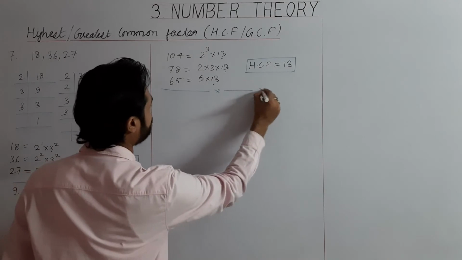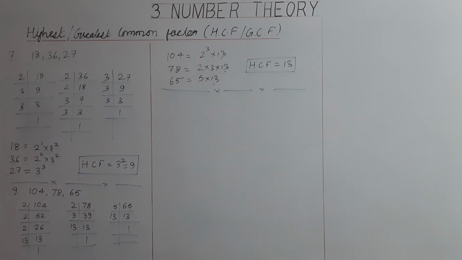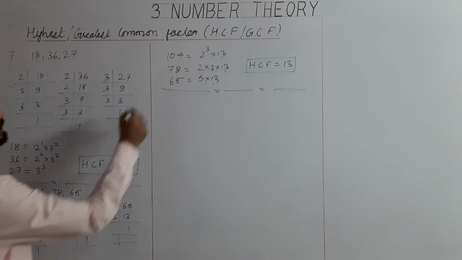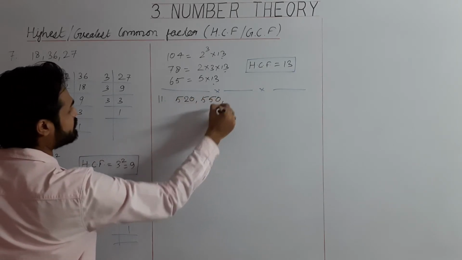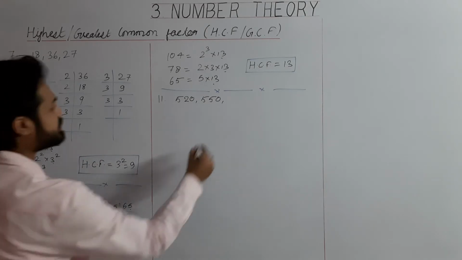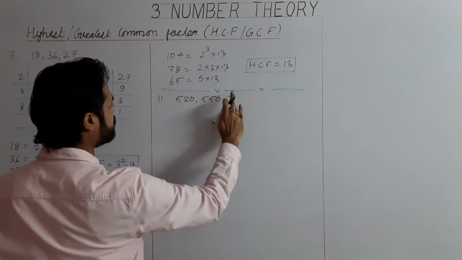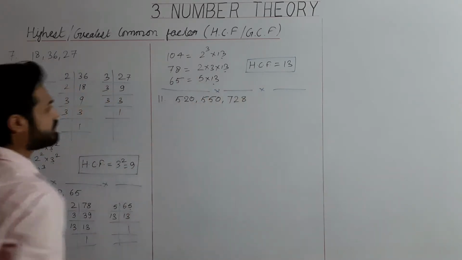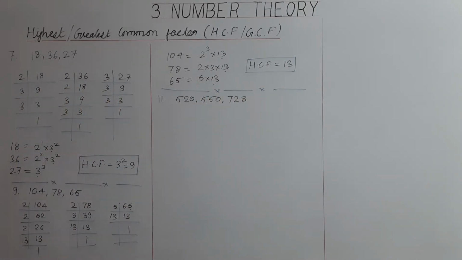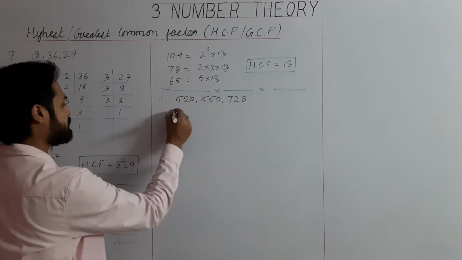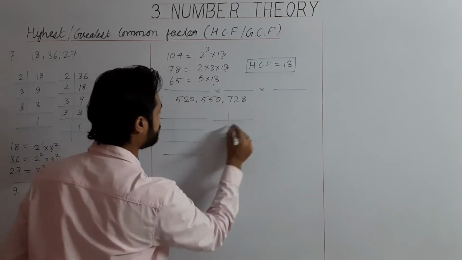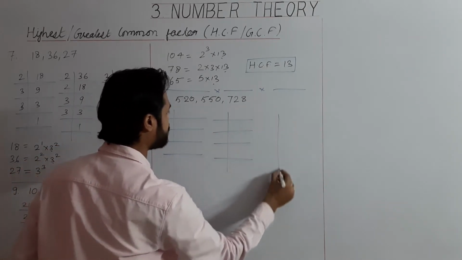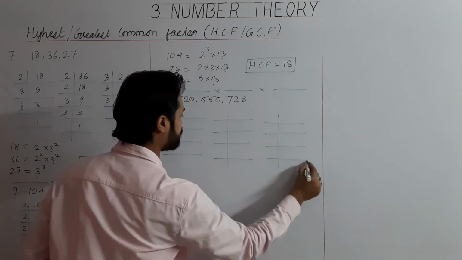Now next question. Question number 11. Numbers are 520, 550 and 728. These are numbers. So we have to find factors of 520, 550 and 728 separately.